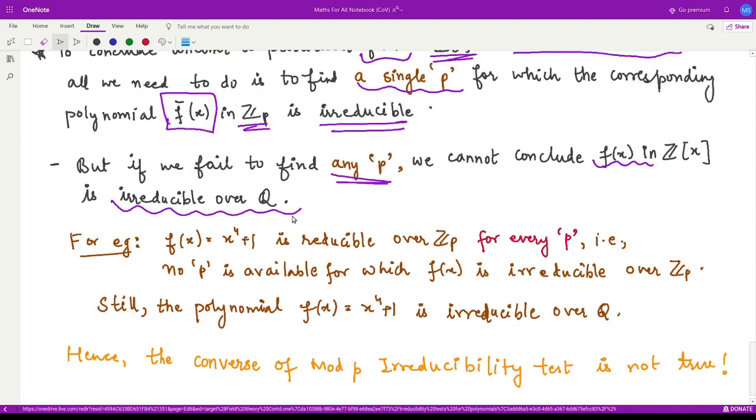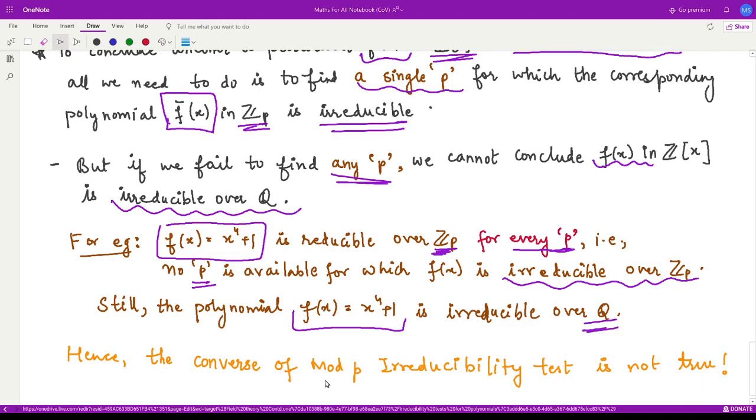So I have an example for this. Suppose this is our polynomial and this is reducible over Zp for every p. That means you cannot find any p for which this is irreducible over Zp. So the converse result should state that the given polynomial is reducible, but this is not the case. This polynomial is irreducible over the field of rationals. So hence the converse of the mod p irreducibility test is not true. So keep that in mind always while using this test, that this is a one way result only.